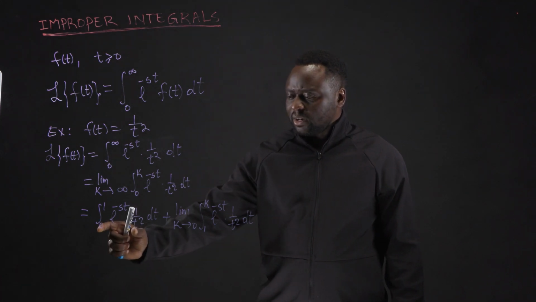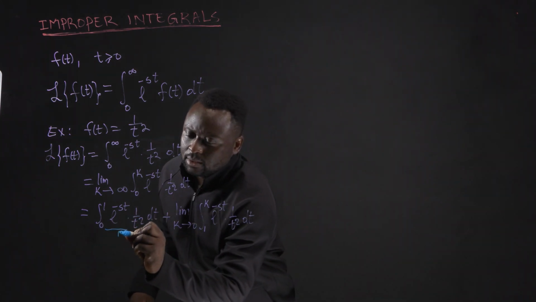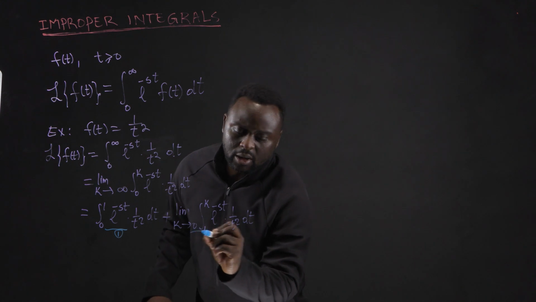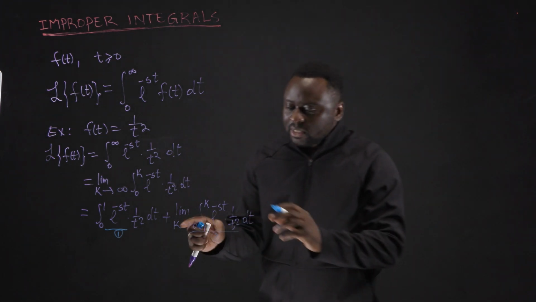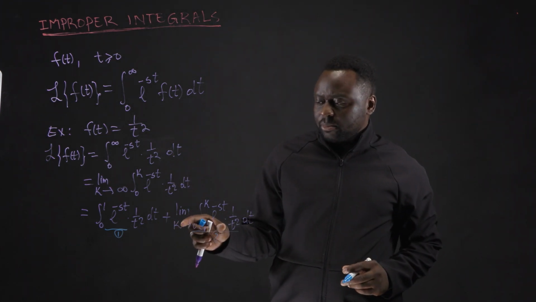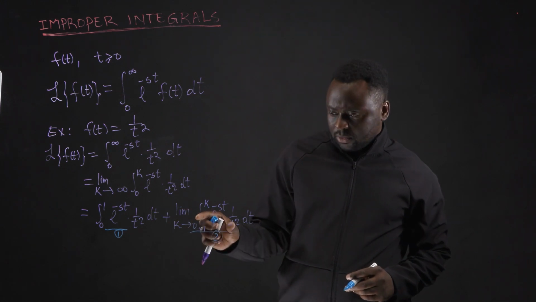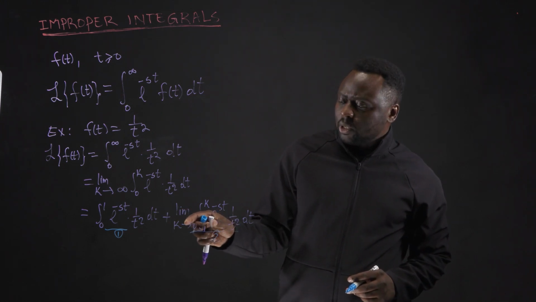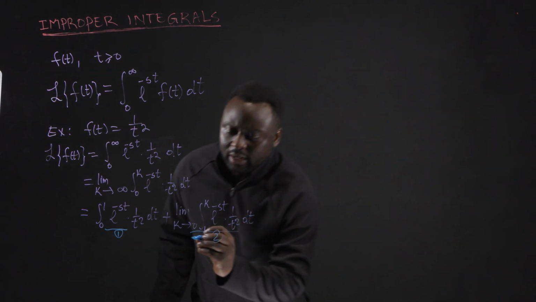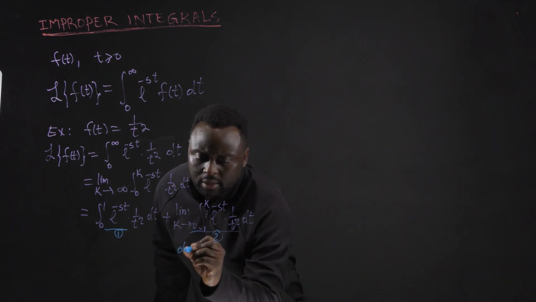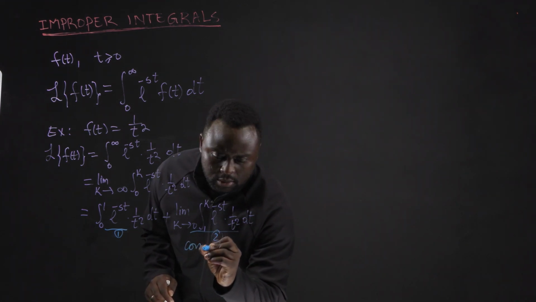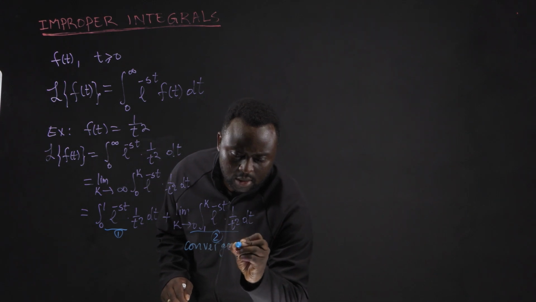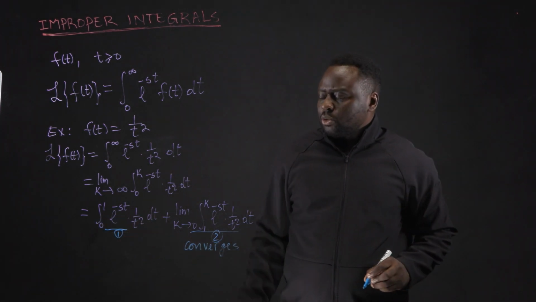Let's call the first part 1 and the second part 2. Let's start with this second part because it's easier than the first one. First, substitution. Secondly, you do the integration by parts and you find that this second part will converge. So this converges.